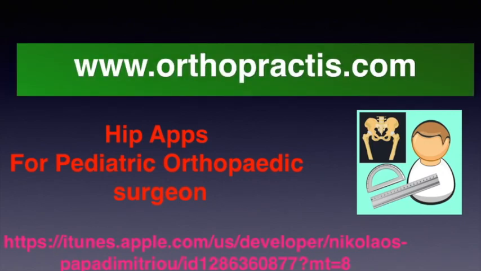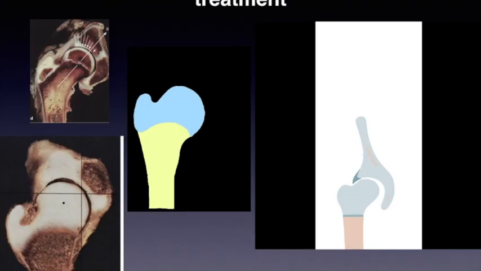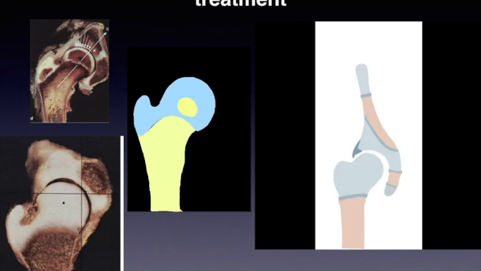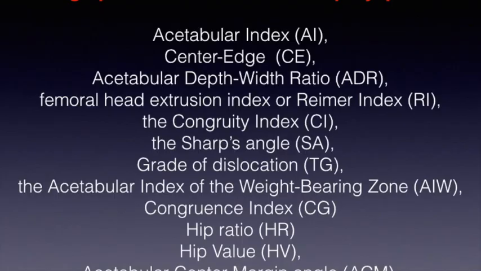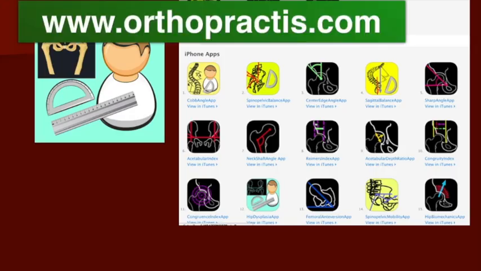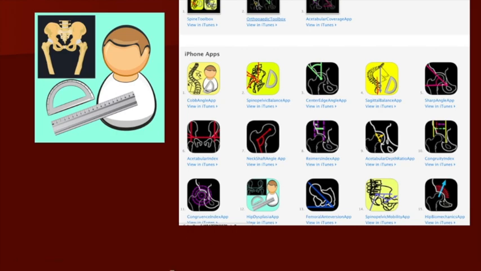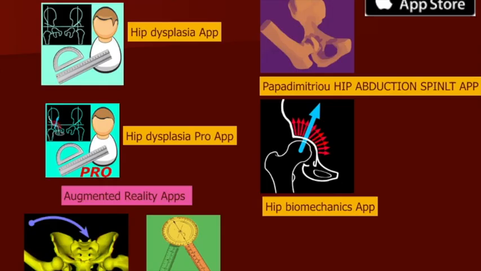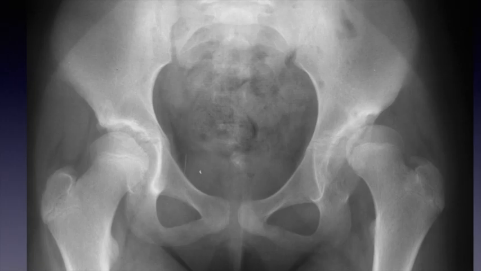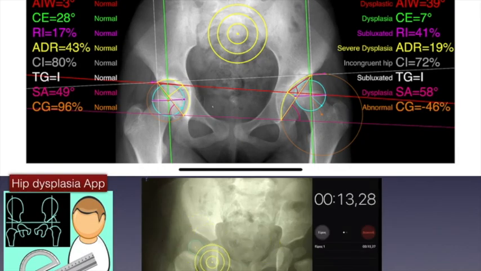In order to evaluate hip dysplasia, the measurement of hip dysplasia indexes are: the acetabular index, the center edge angle, the acetabular depth-width ratio, Reimer index, the congruity index, Sharp's angle, Tönnis grade of dislocation, the acetabular index of the weight-bearing zone, and congruence index, by using the patient's X-rays over the X-ray viewer.